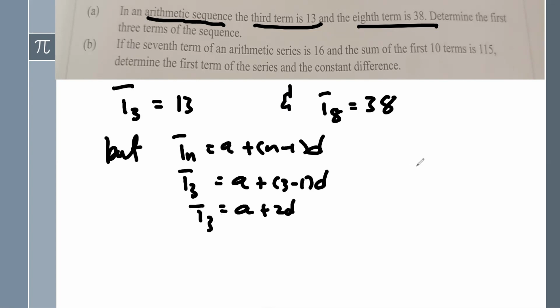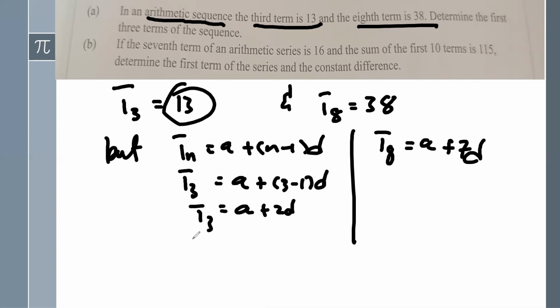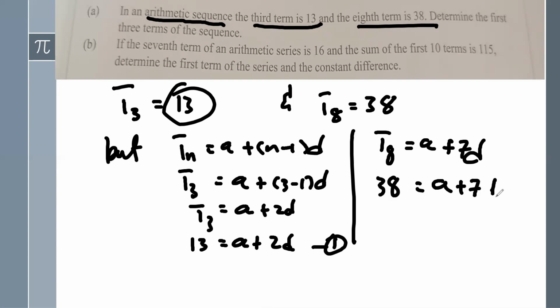That's what T3 is. And it is quite obvious then that if I know T8, then using the general term, T8 will be A plus 7D. Now, I know T3 is 13, so I'll have 13 is A plus 2D. That's my first equation. And I'll have 38 is equal to A plus 7D. From here, you solve simultaneously.